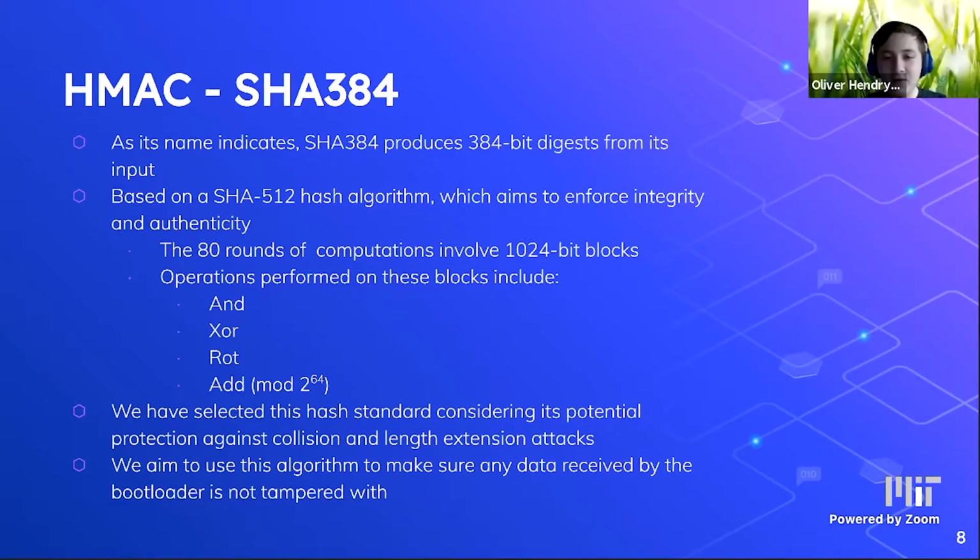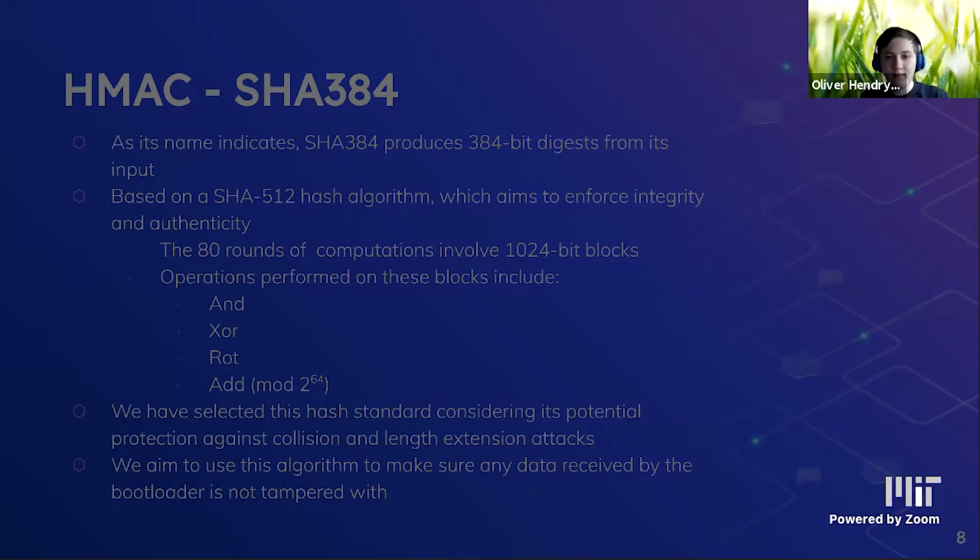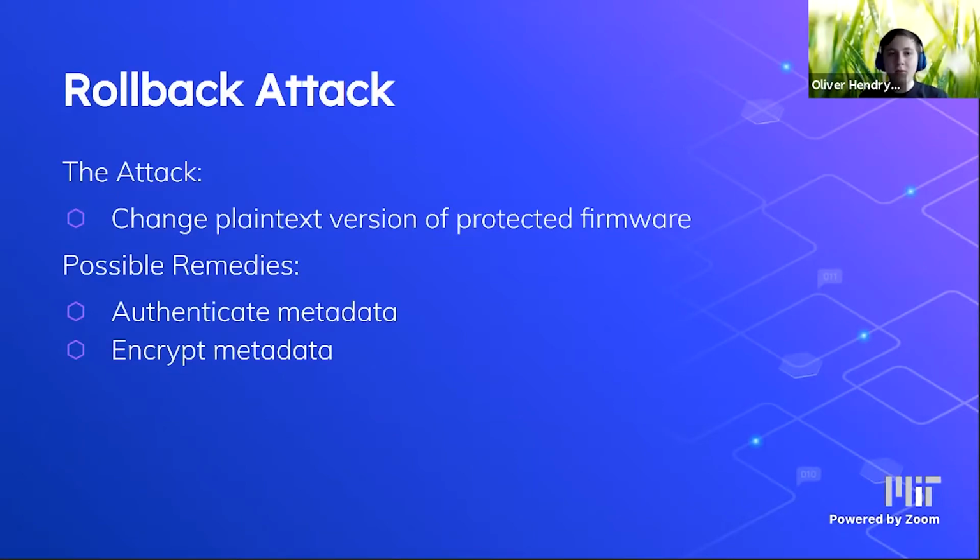And with those security features, we moved on into our attack phase. Our first attack was the rollback attack. The ciphertext included unauthenticated and unencrypted metadata. So we were able to change the metadata of an old version to a new version and have it be accepted by the bootloader. Some possible remedies would be to authenticate or encrypt the metadata.